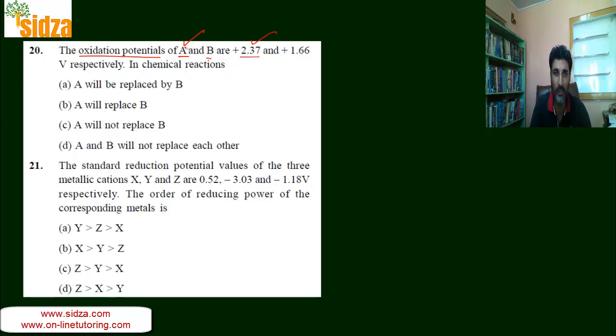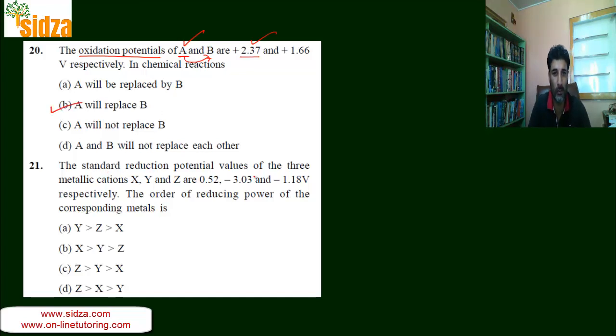A metal with the high oxidation potential, the metal which has higher tendency to lose electrons, will replace a metal from a solution having the lower oxidation potential. So you can say the A here will replace the B from a solution because A has higher oxidation potential. So A will replace the B.